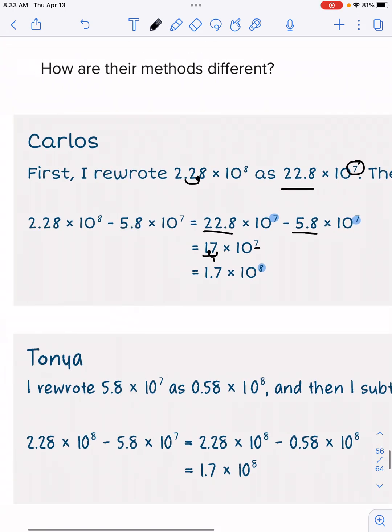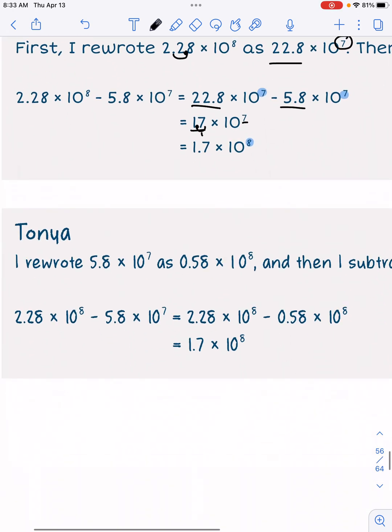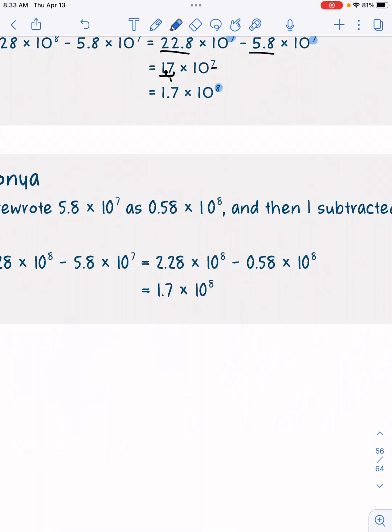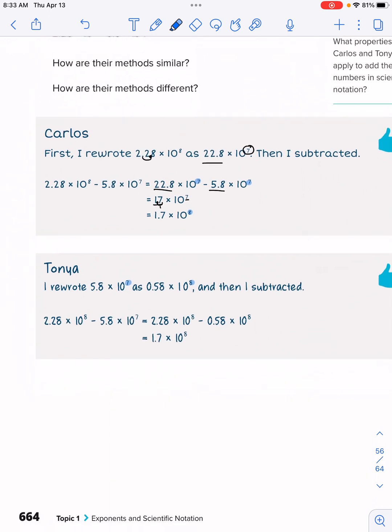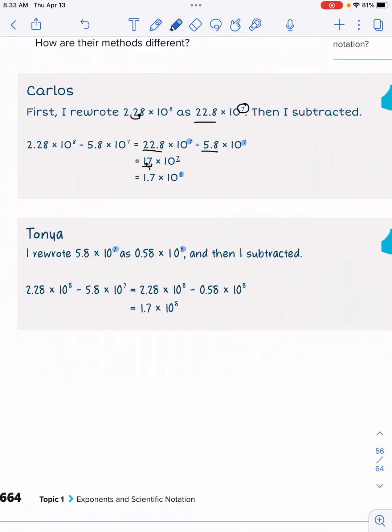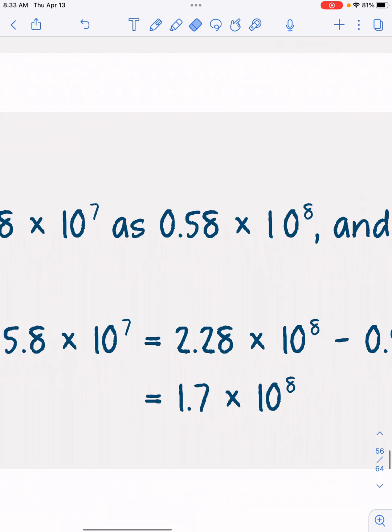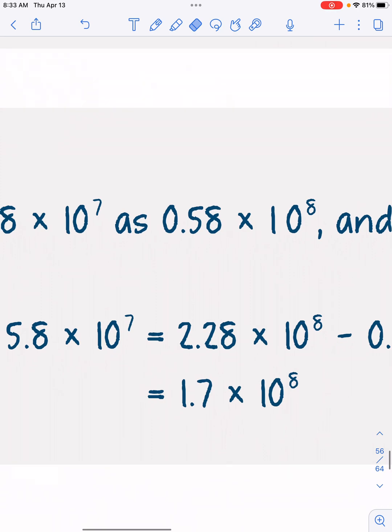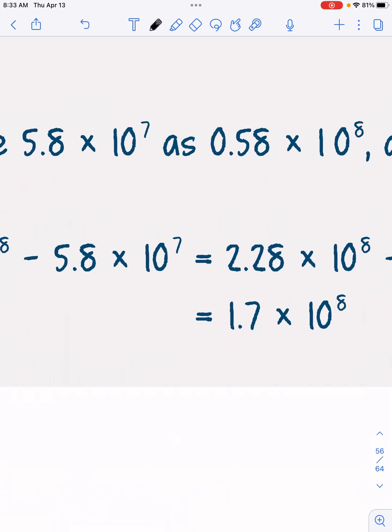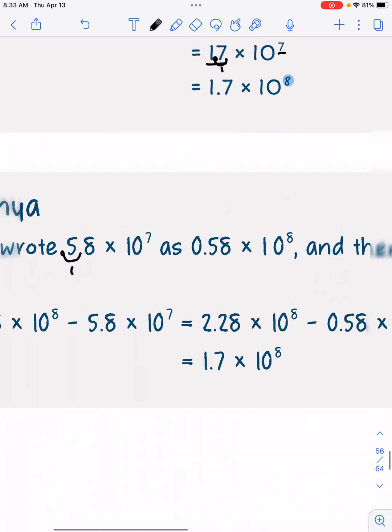Okay. All right, whereas Tanya did it slightly different, right? Keep in mind again, we have different characteristics, different exponents. Oh, sorry, that was for the same problem. So Tanya rewrote this number, 5.8 times 10 to the 7th, as 0.58 times 10 to the 8th. So she moved the decimal point one to the left, and moving it to the left makes the exponent go up. So that's why instead of 7, it's an 8.